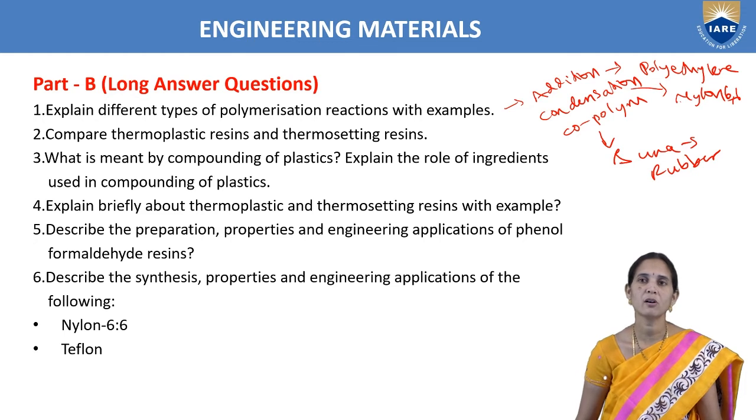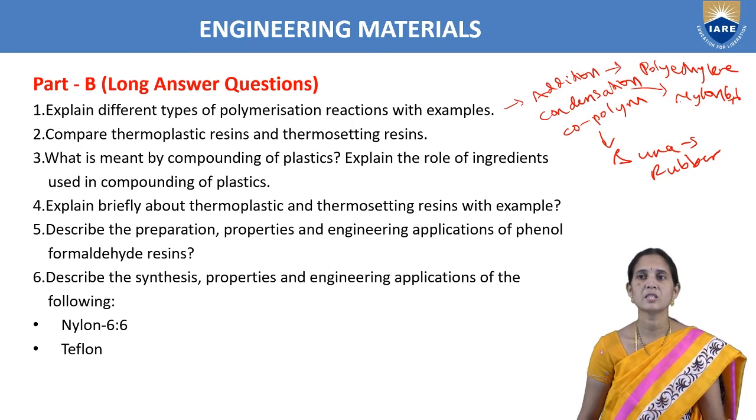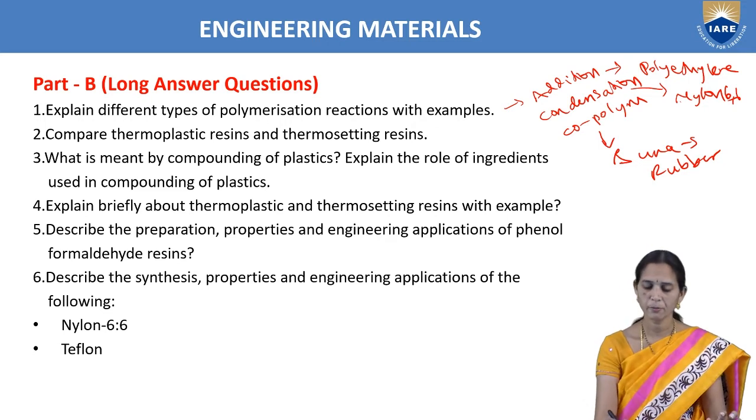Next, what is meant by compounding of plastics? Explain the role of ingredients used in compounding of plastics. Compounding of plastics means that to the polymer resins we add additives or ingredients to improve the properties of the plastics. That is compounding of plastics. What are the ingredients we use in compounding of plastics?